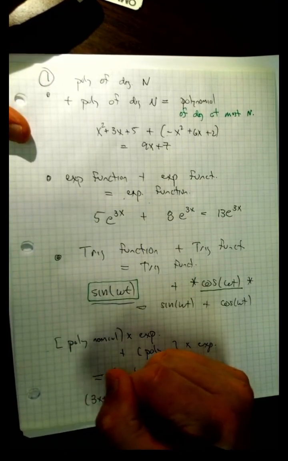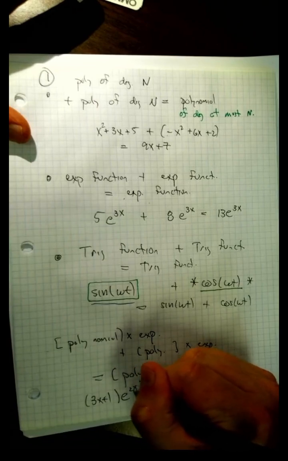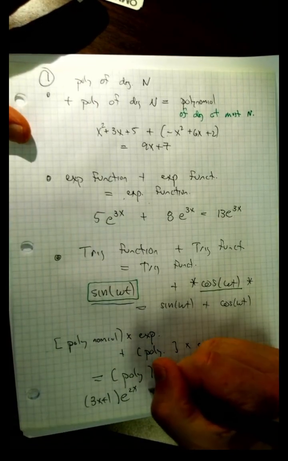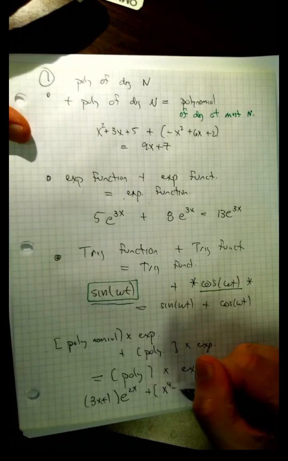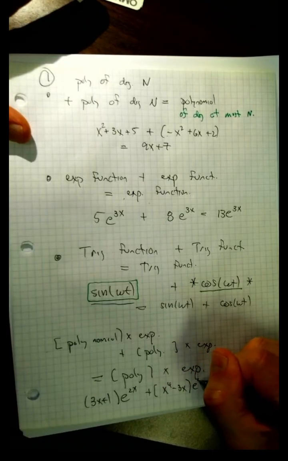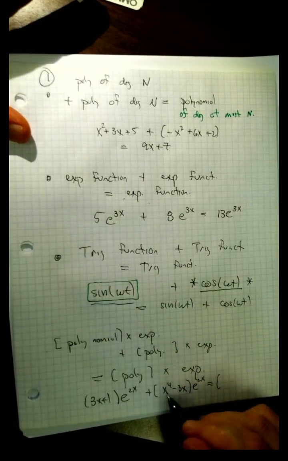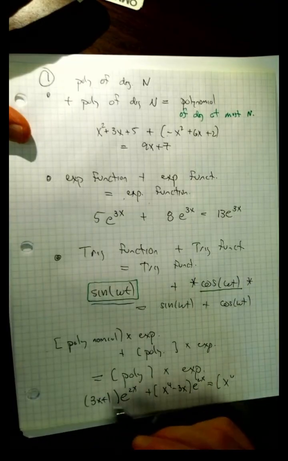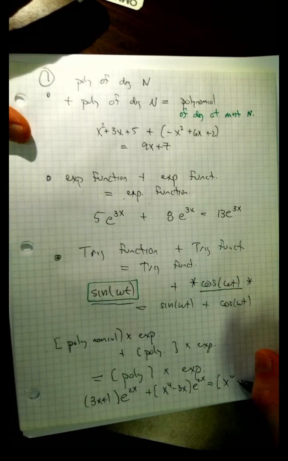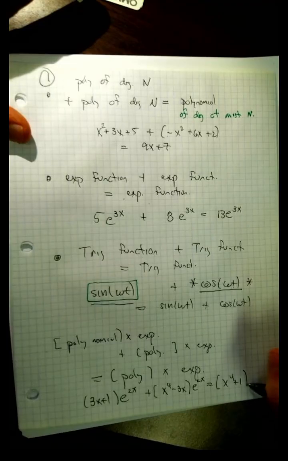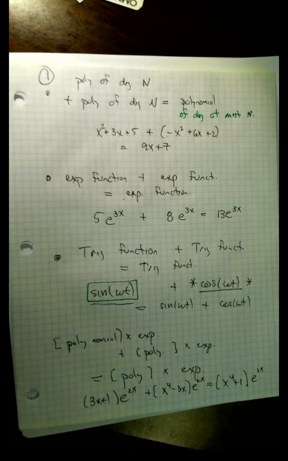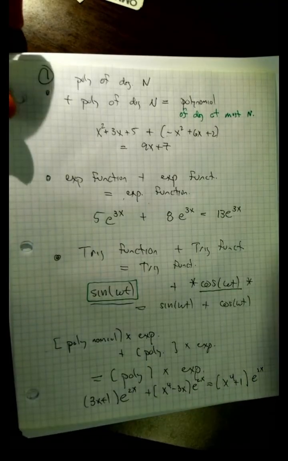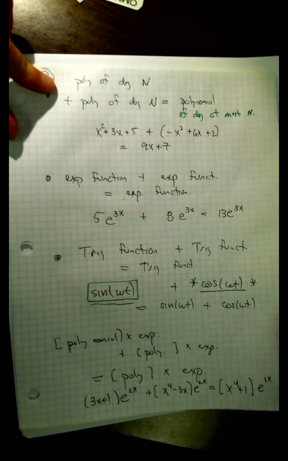So for example, if you have 3x plus 1 times e to the 2x plus x to the 4th minus 3x times e to the 2x, those are going to cancel, and you're going to have x to the 4th plus 1 times e to the 2x. You have another polynomial of degree 4 times e to the 2x. And you should just be focused on that highest order that's possible. You should be thinking about that as a family of functions.